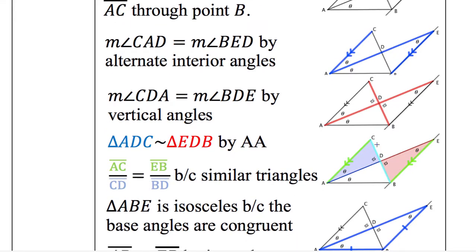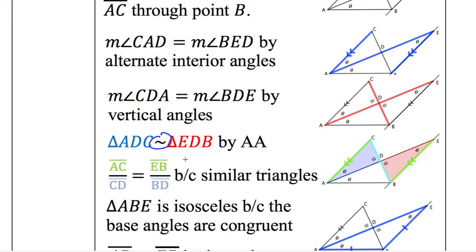From there, we know that these angles right here are the same by vertical angles. This blue triangle and this red triangle are not the same, they are similar because of the angle-angle theorem. The angle-angle theorem says if you have two of the same angle, this theta and this theta are the same, this phi and this phi are the same, then those two triangles must be similar, using this symbol saying similar.